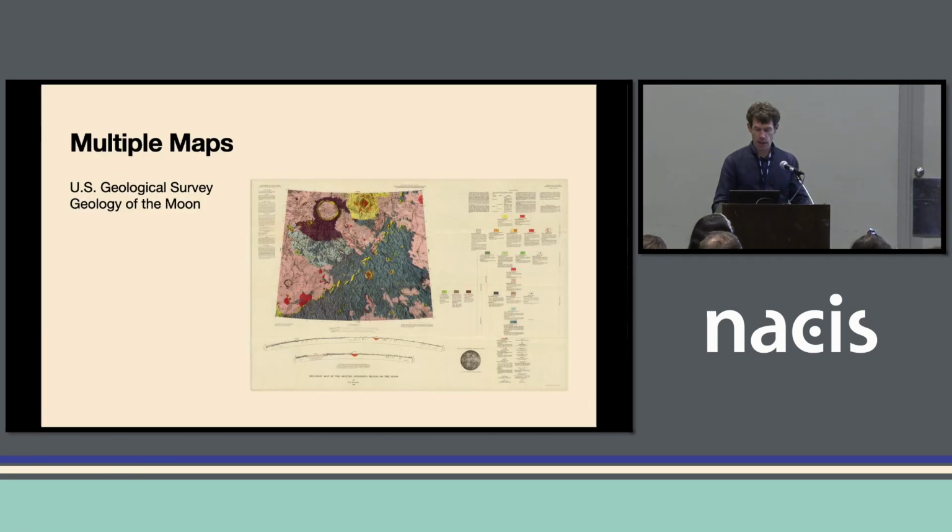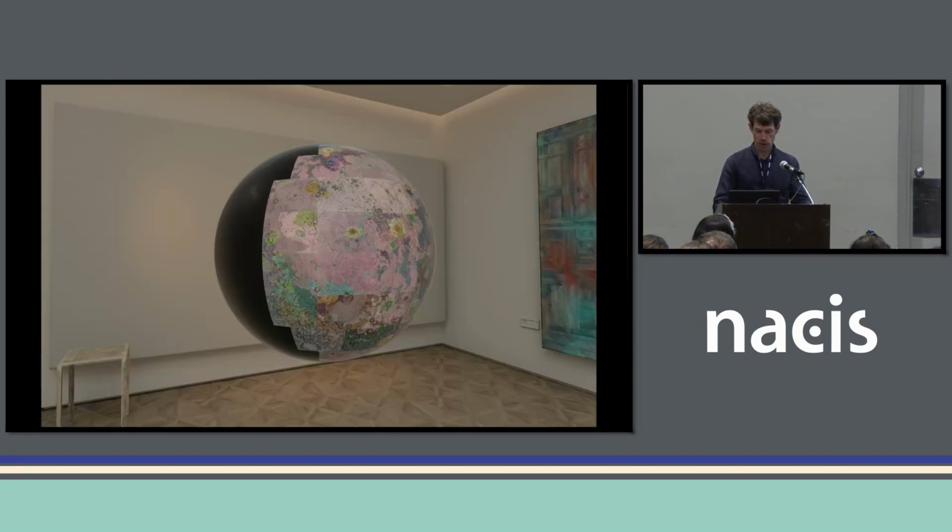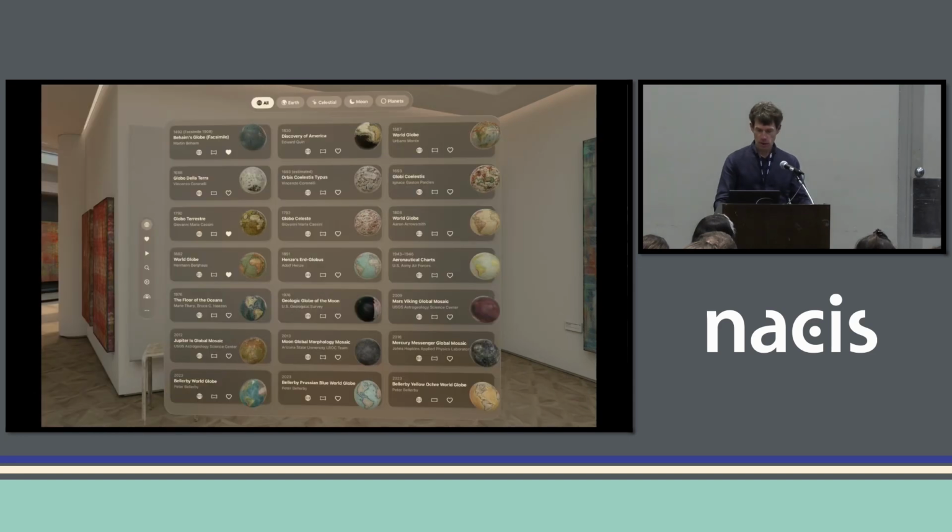An additional source are map series. Here is the USGS Geology of the Moon map series. This is a map series that shows the hemisphere of the Moon facing Earth. When we stitch these together and wrap them around, it's not a complete globe, but it still makes for a very interesting and fascinating visualization. So these are the globes.